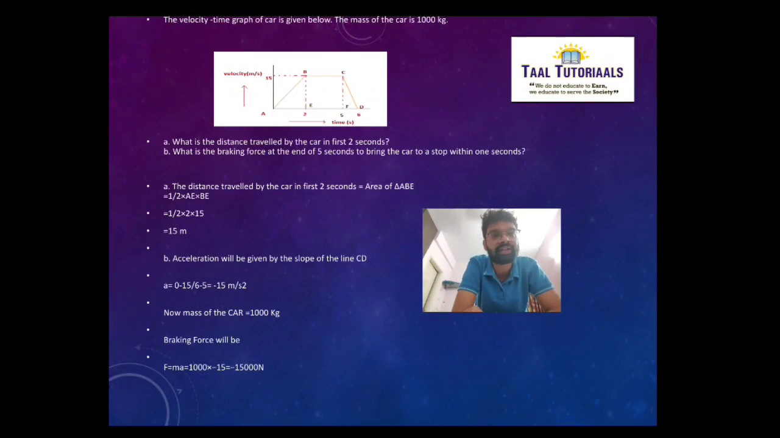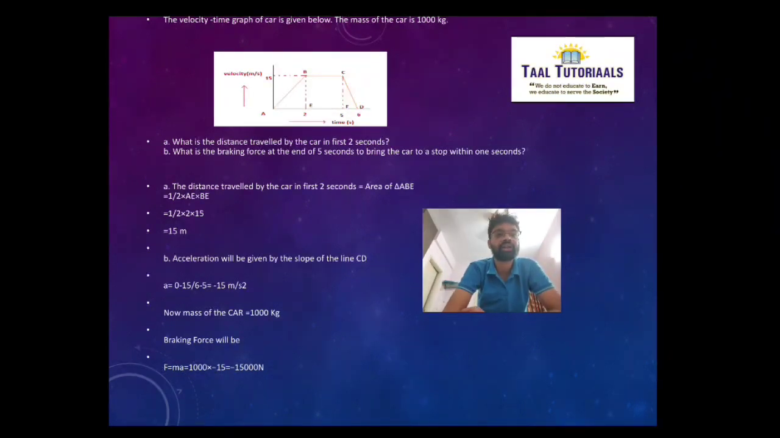You see that a triangle is formed in the first 2 seconds. So distance traveled by the car in the first 2 seconds is just the area of that triangle, and that triangle is ABE. So formula is half into AE into BE, that is half into 2 into 15. 2 gets cancelled out, and we get the total distance traveled in the first 2 seconds as 15 meters.